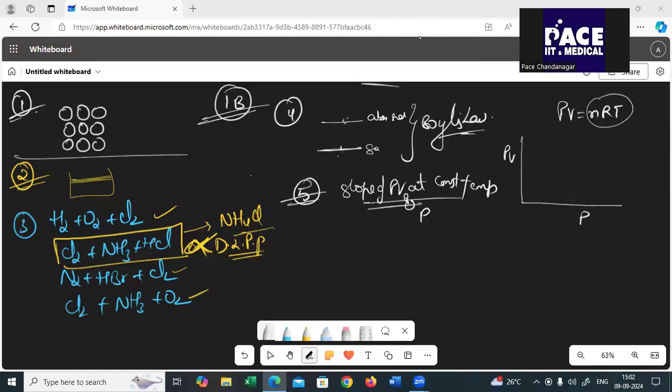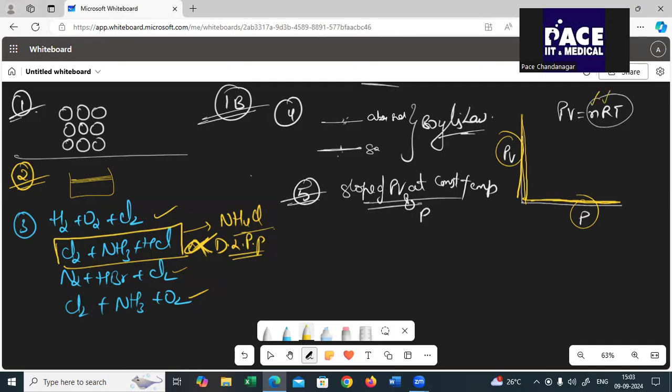Yes. Here comes question number 5. Slope of plot between PV and P at constant temperature. So as they say, at constant temperature, PV is on your y-axis, P on your x-axis. Slope of this graph is what? How do you gauge that? See, PV is equal to nRT. We know n is the number of moles, constant, and R is a constant.